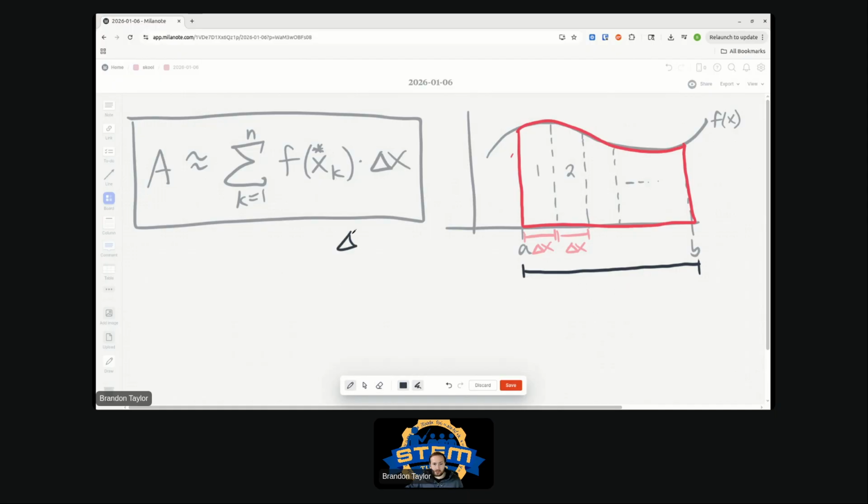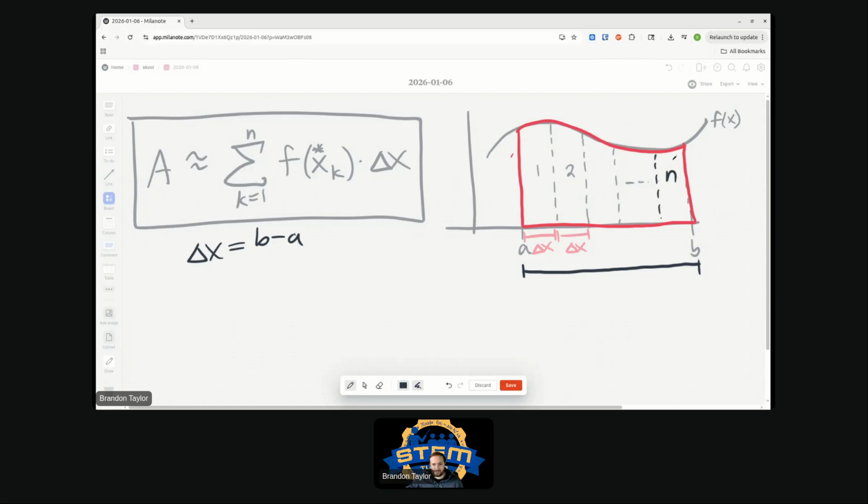So delta x, I'll say, is equal to B minus A. Well, not exactly. That's the entire distance. And then for delta x, let's say we have, the way I'm drawing this, n rectangles. Again, n could be anything, but let's say we have n rectangles.